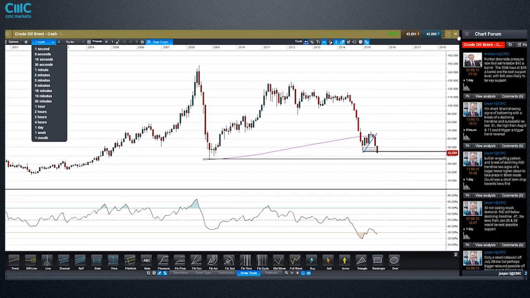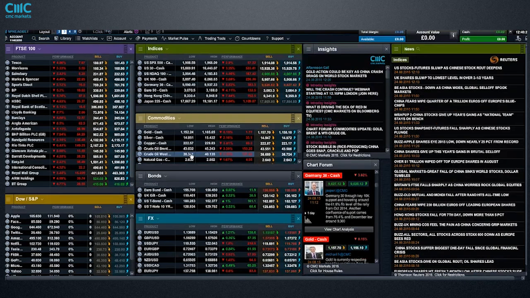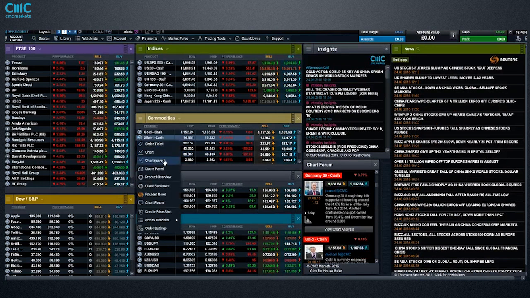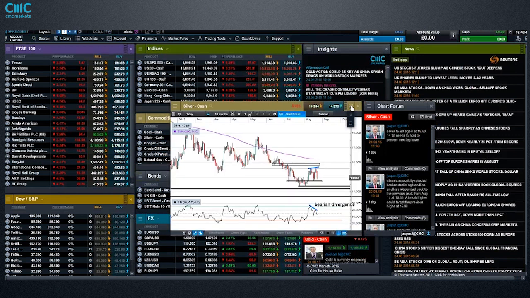Trend affirmatively down right now. Quick look at silver. Silver's been a confusing one because it's sort of been trading some days like gold, some days like copper. So it did break out like gold, but it's been collapsing alongside Chinese markets, the same as copper has been.